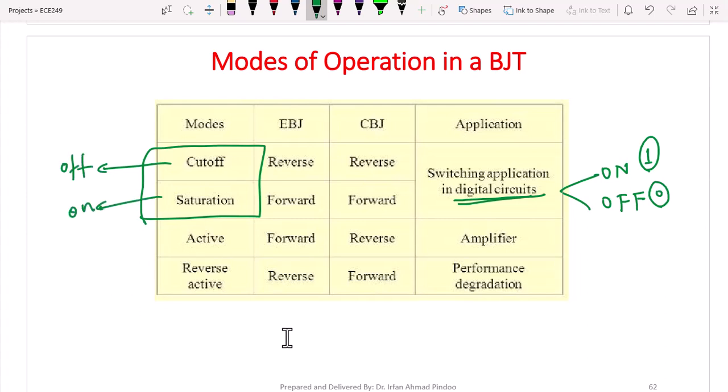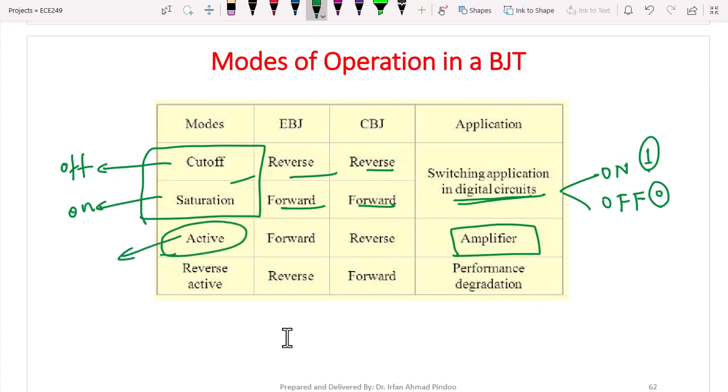Now the condition of the emitter base junction and the collector base junction in that case should be: cutoff means both are reverse biased, saturation means both are forward biased. The second application of a BJT is as an amplifier in analog circuits. In that case, we have to connect our transistor in the active mode.